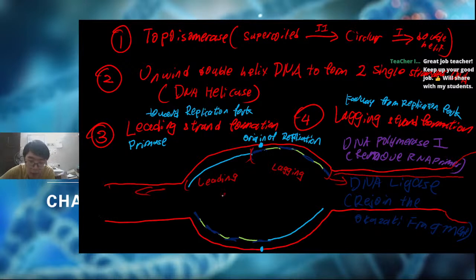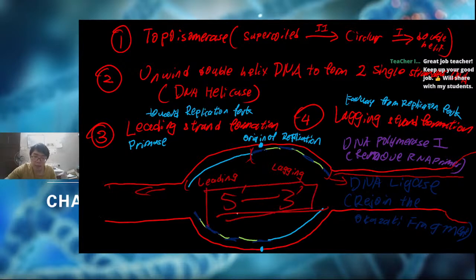And the most important thing: the direction of the mechanism is 5' to 3'. This is the most important, because in objective questions, they will definitely ask about it, for the analysis questions, true or false questions, or the 1, 2, 3, 4 type of questions. 5' to 3'. Remember. You have to remember this.